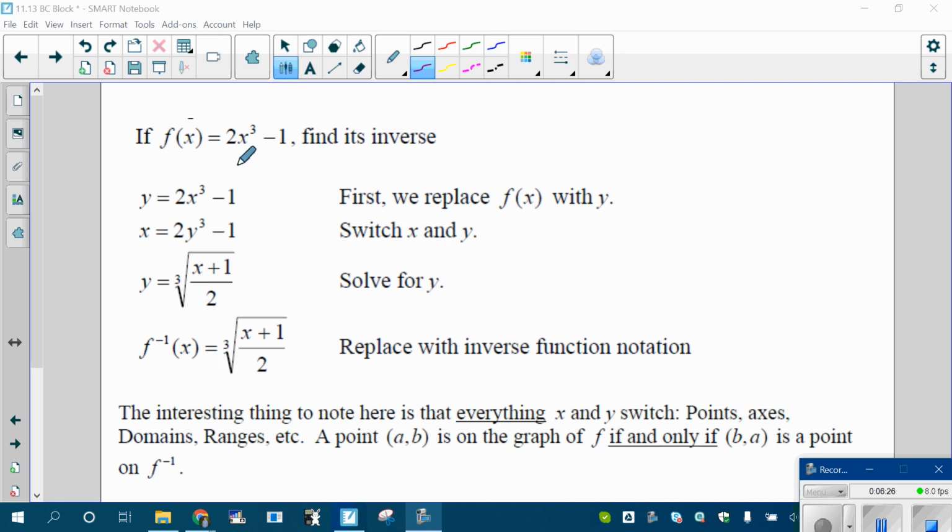Okay, so here's just another example of finding an inverse of a function. Here's the function. How do you find the inverse? Replace the f of x with the y, flip the x and y, get the y by itself. Okay. And it's nice to write with that function notation.